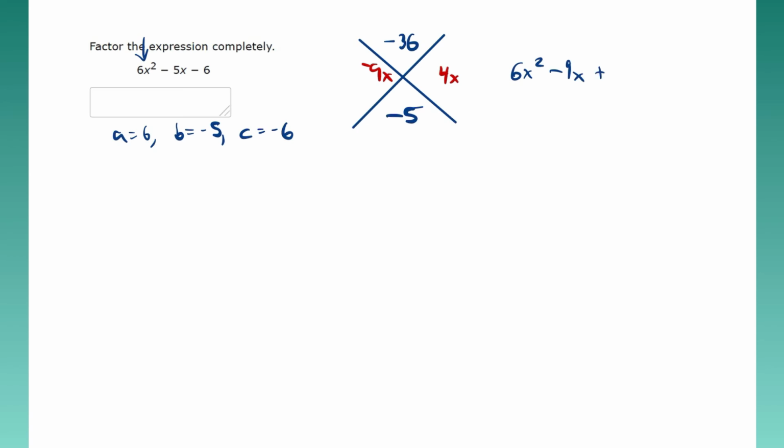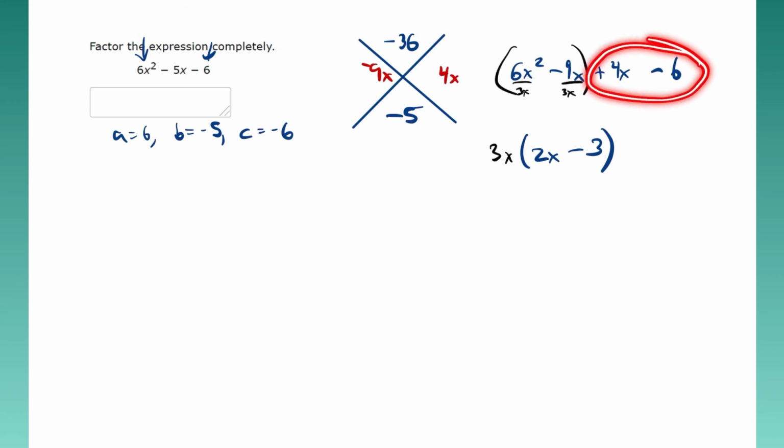Then we do the grouping method. You group the first 2 terms. The GCF is 3x. Divide it out. We're left with 2x minus 3. Then you take out the GCF from the second group of numbers. The GCF here would be +2. So +2, divide out the 2's, parentheses, 2x minus 3.